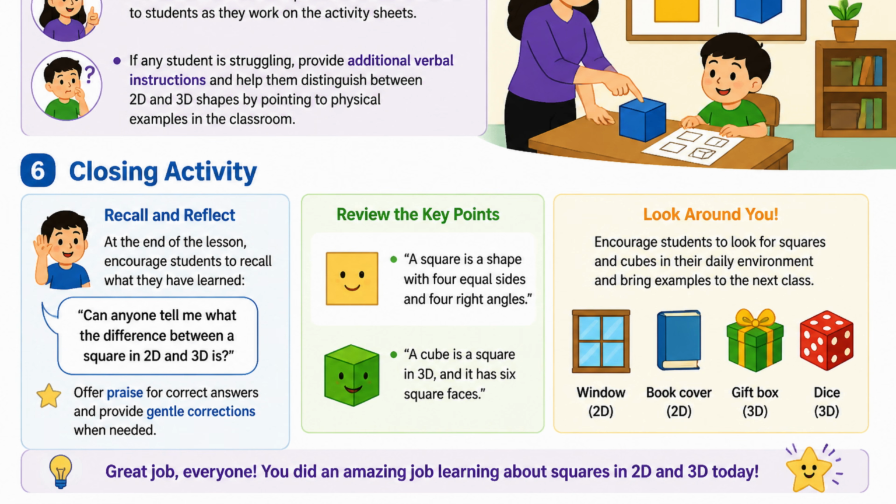Active participation: keep the students engaged by asking them questions during the lesson. For example, who can tell me where they've seen a square today? Or, can you point to something that looks like a cube? Encouragement and patience: first-time learners may take time to fully grasp the difference between 2D and 3D shapes. Be patient and provide lots of positive reinforcement. Repetition is key. Reinforce the concepts by revisiting them often. Ask students to identify squares and cubes around the classroom regularly to help them internalize the concept.